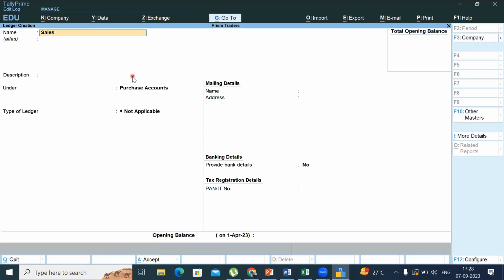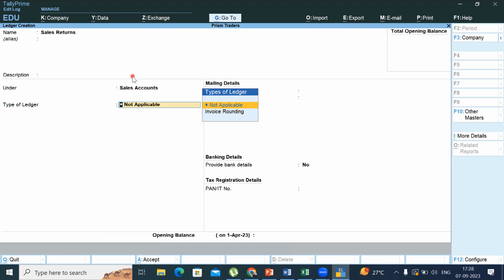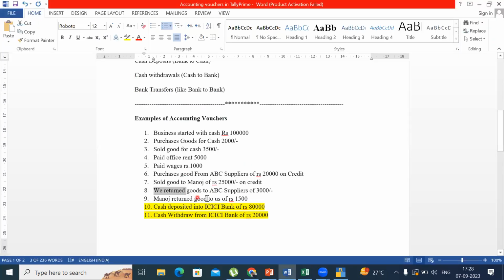And one more ledger, sales returns. The purchase ledger is used in a purchase voucher, and the sales ledger in a sales voucher. Purchase returns and sales returns we can pass through debit note and credit note. Same method, sales returns also goes under the sales account, then enter to accept. So we have created these, and finally we check the last two transactions.